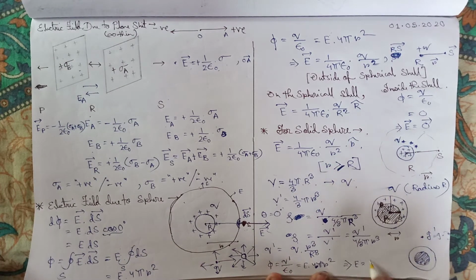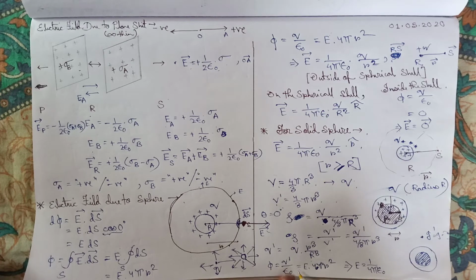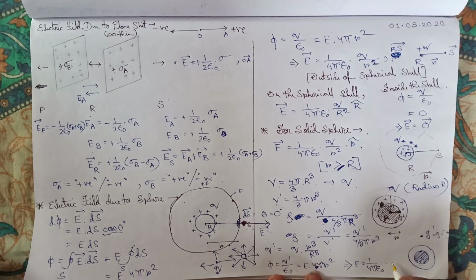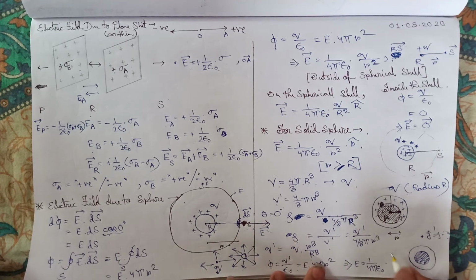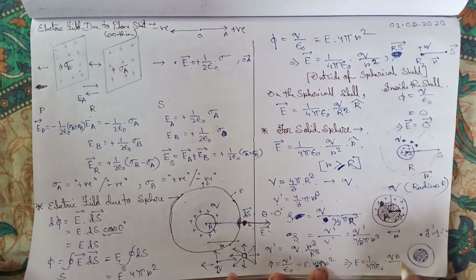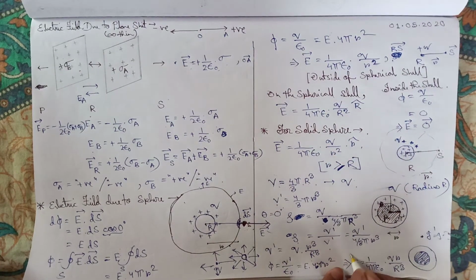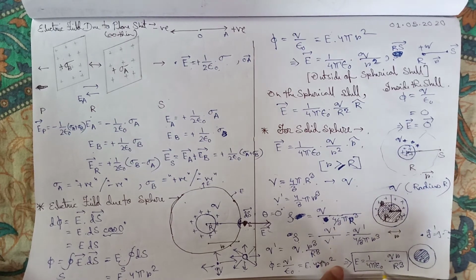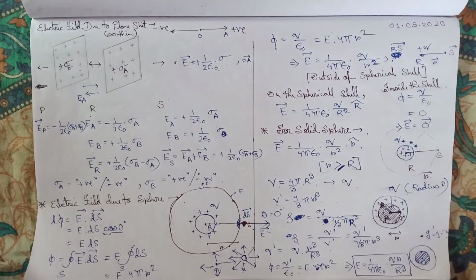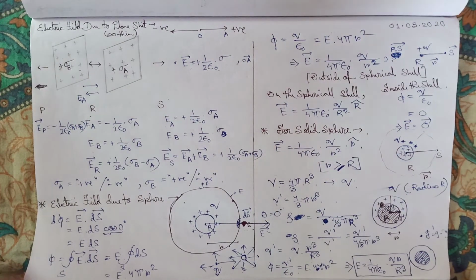As we already know Q dash, now find E. E will be 1 by 4 pi epsilon naught, and Q dash is Q into r cube by R cube, so r by R cube, so Q r by R cube. I know it's quite complicated, actually I just made it complicated for you, but to explain to you, I have mentioned all the things. Don't mess up, I have just messed up here, just try to understand the concept.